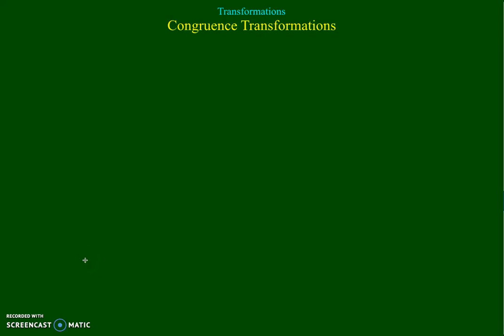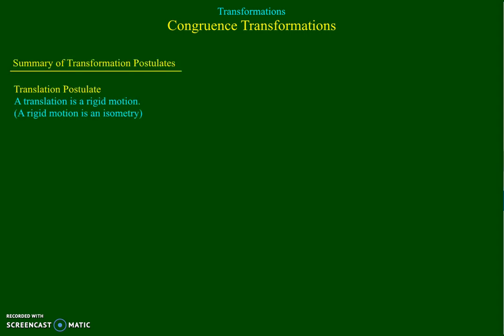This is part 6 of the series Transformations, and in this part we're going to begin by looking at a summary of the postulates and theorems that we've come up with that relate to transformations. Now the first one that we're going to deal with is the translation postulate. The translation postulate said that a translation is a rigid motion, and you should also know that a rigid motion is known as an isometry.